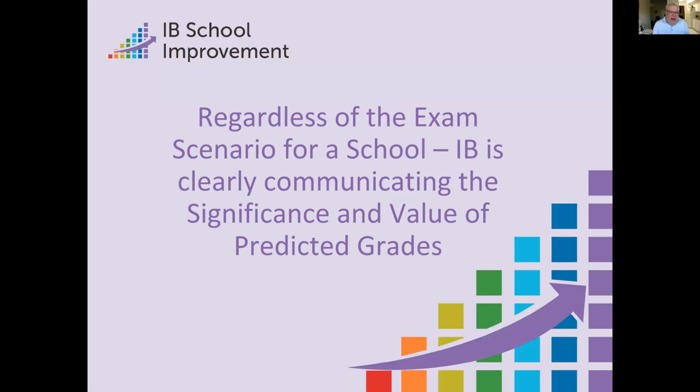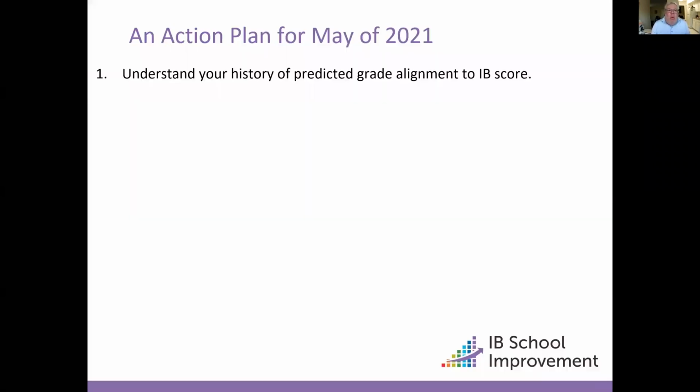Regardless of the scenario for a school, IB is clearly communicating the significance and value of predicted grades. They're basically saying we value your predicted grades. They're so important they become part of the exam record. Now the question becomes, what do we do moving forward? What is our action plan for May of 2021?